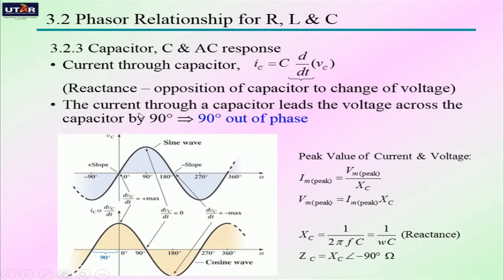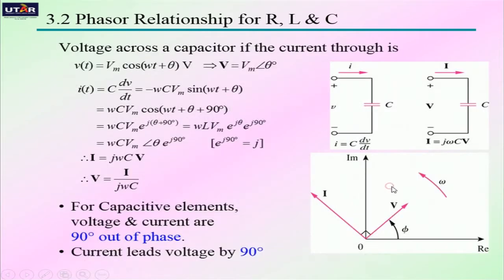If we measure the voltage across the capacitor and the current flowing through the capacitor, again, like inductance, we can see that there is a 90 degree phase shift. But unlike the inductor, in this case voltage is actually lagging current by 90 degree instead of current lagging voltage. So for capacitive elements, voltage and current are 90 degree out of phase, and current leads voltage by 90 degree.